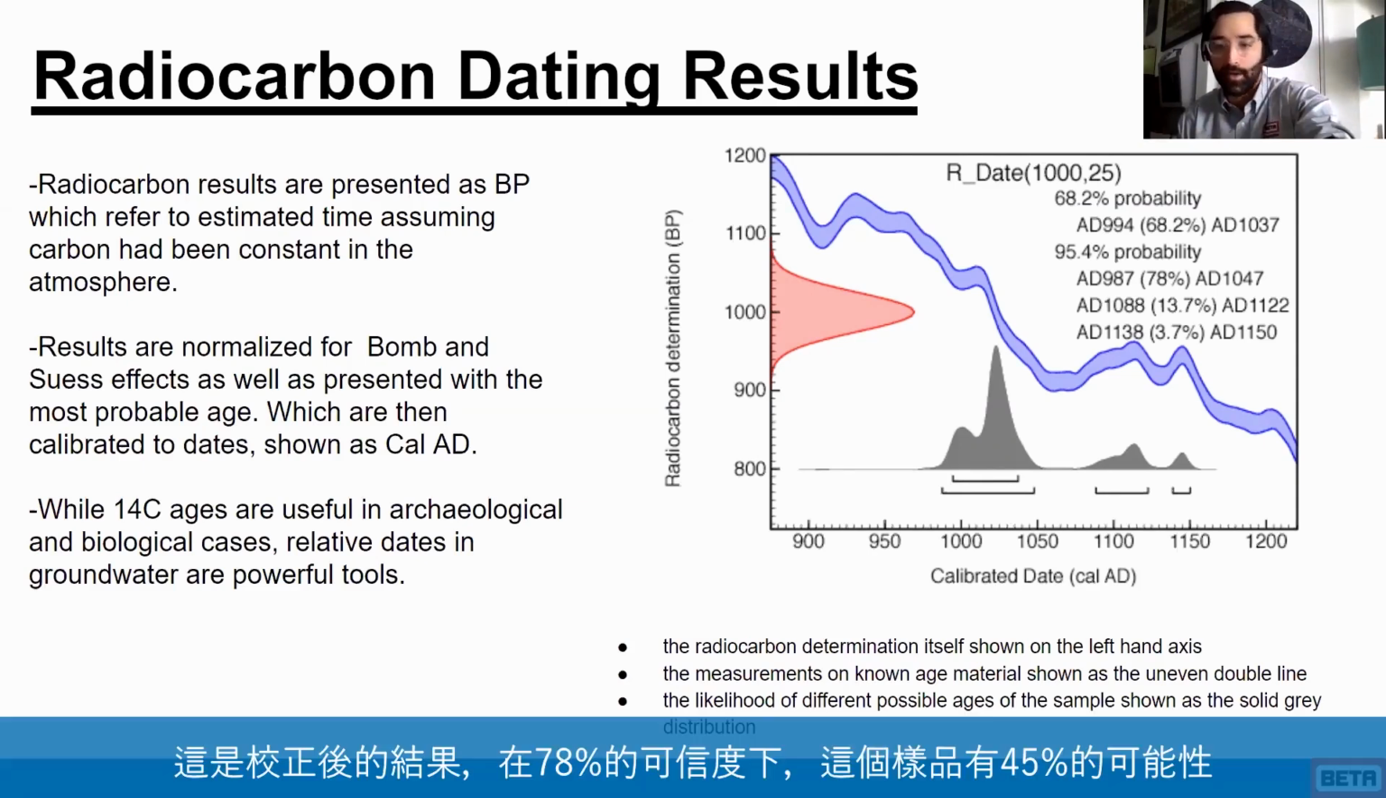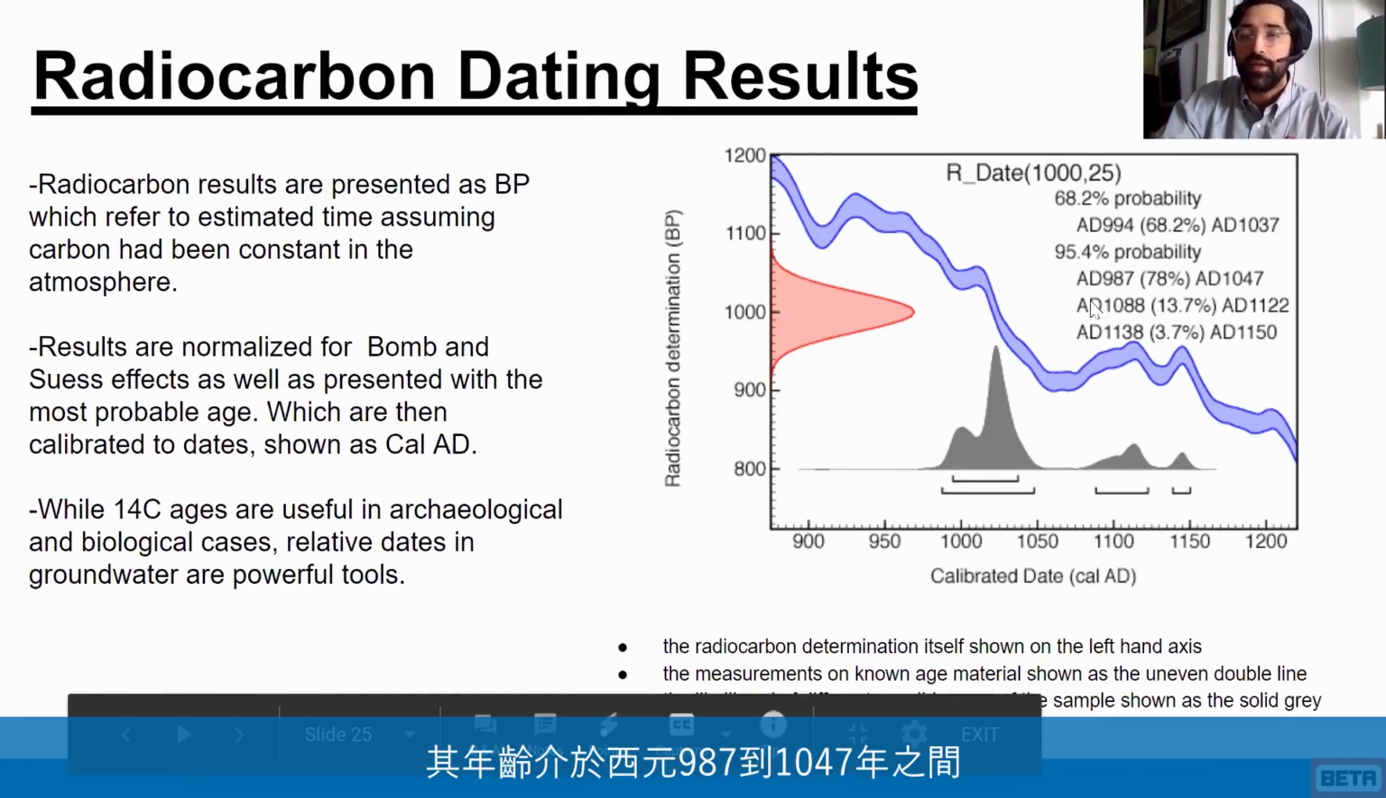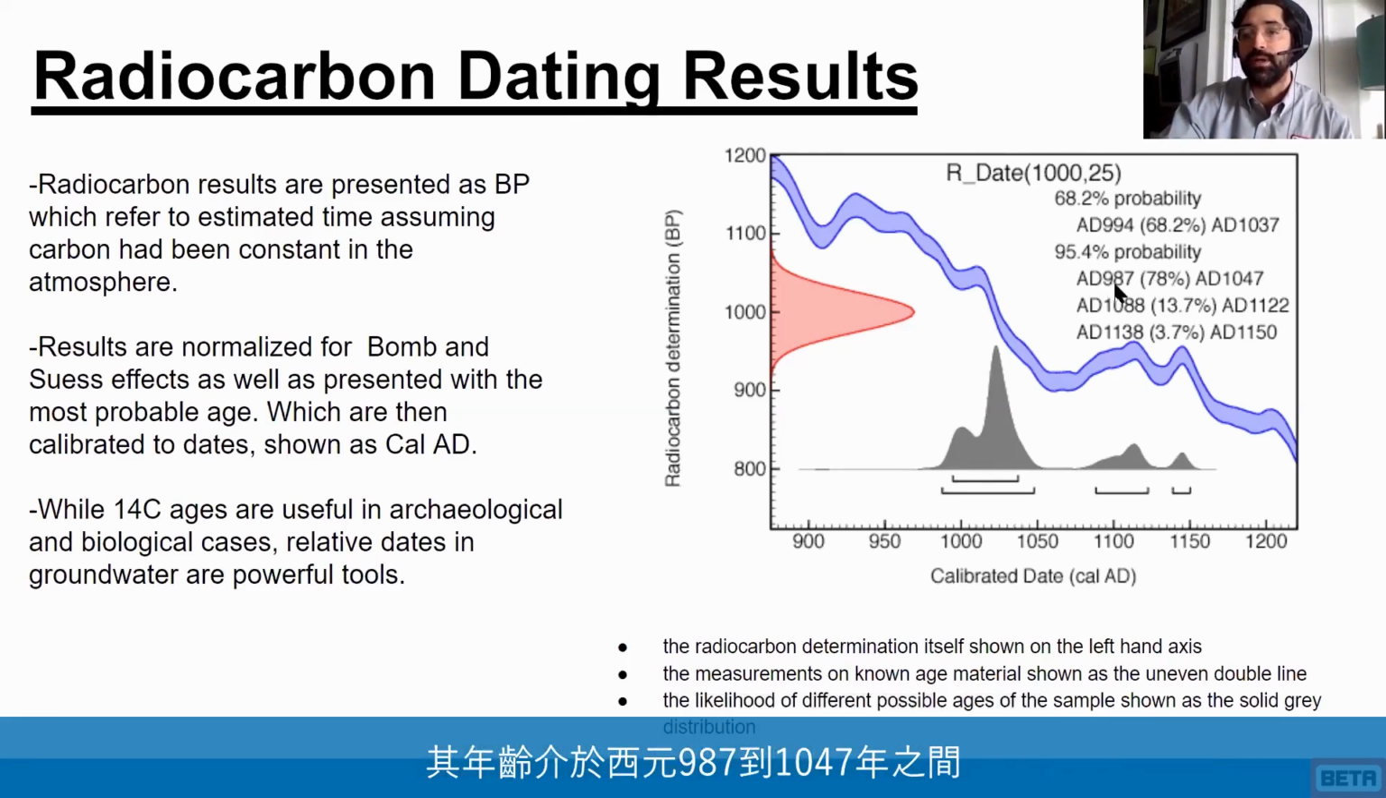So then finally, at our calibrated date, what we can say with the most certainty is, in a 45% probability with a 78% certainty, that this particular sample was likely between 987 and 10,047 years old.